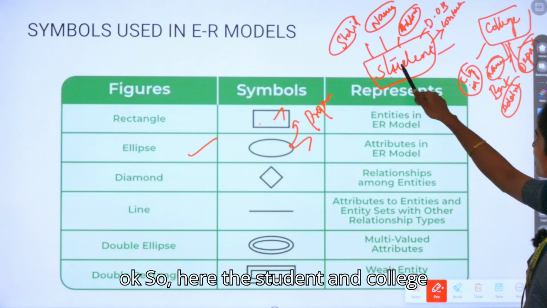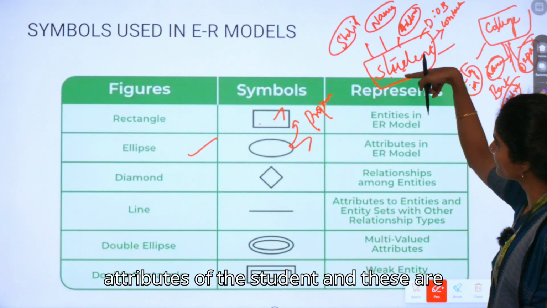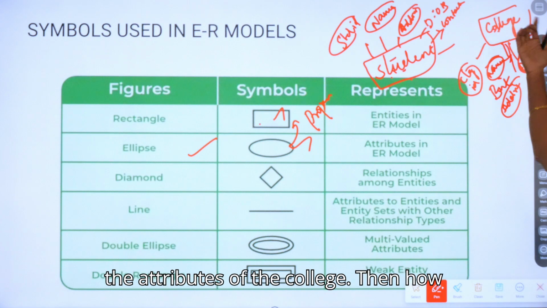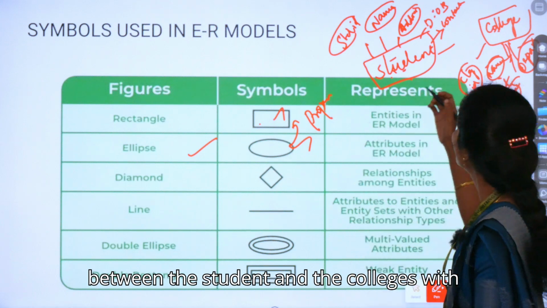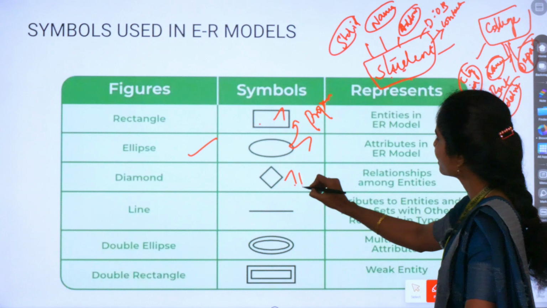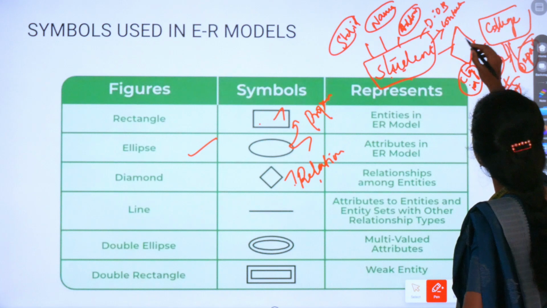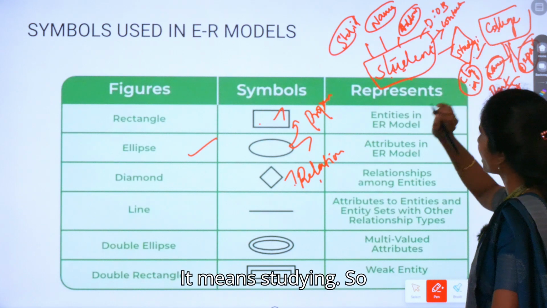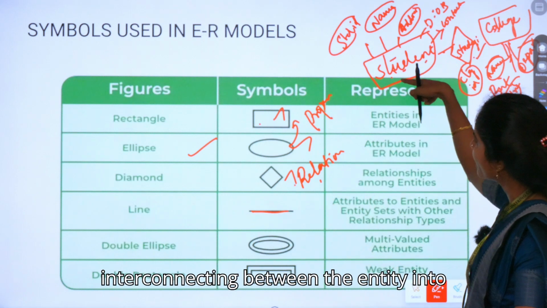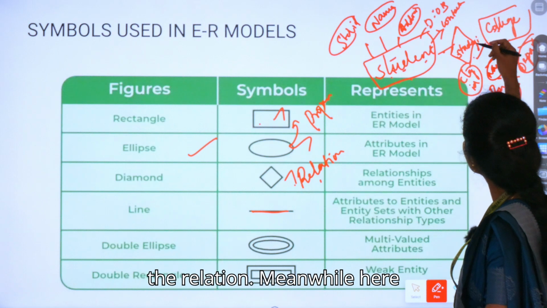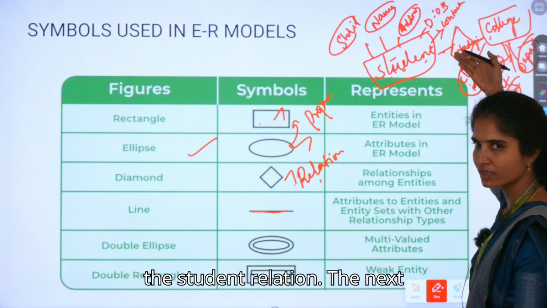Here the student and college are represented in rectangular form. These are the attributes of the student and these are the attributes of the college. Then the connection between the student and the college takes place with the help of the diamond symbol, which means the relation between the two entities. Here it means studying. The next one is the line, which interconnects the entity and the relationship. Here the college is an entity connected to the student relation.